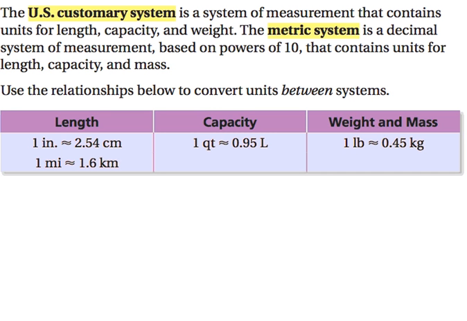To start, I want you to copy down the chart in purple. That's going to give 4 of our most commonly used conversions that we'll be using. Again, we can have length, that's going to be our distance, capacity is how much something can hold, and weight or mass, obviously how much it weighs.